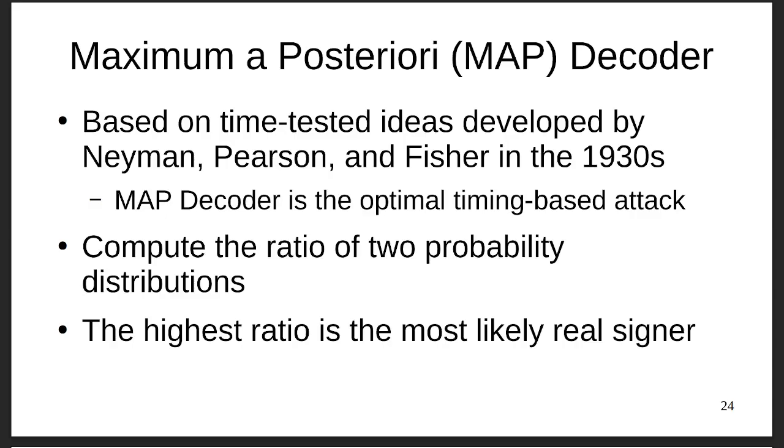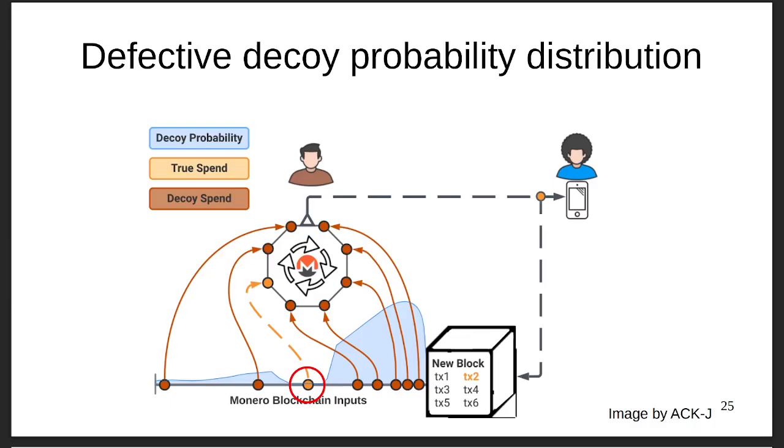The paper suggests the MAP Decoder attack. It is based on the time-tested ideas developed by Neyman, Pearson, and Fisher in the 1930s. MAP Decoder is the optimal timing-based attack. Machine learning and AI can't produce better results if they are only using timing information. The MAP Decoder computes the ratio of two probability distributions. As it turns out, the ring member with the highest ratio is most likely the real signer.